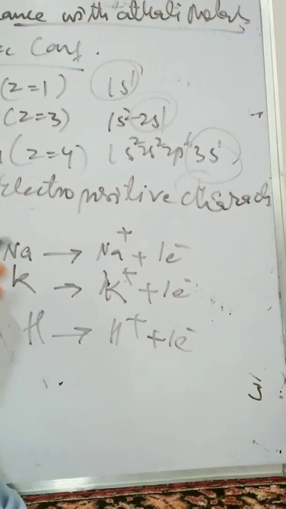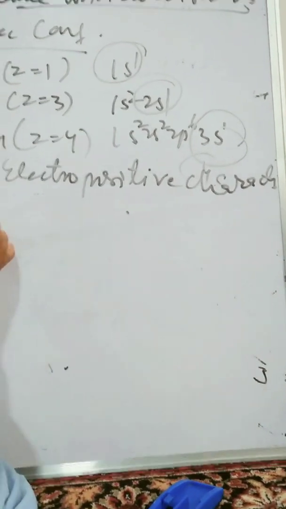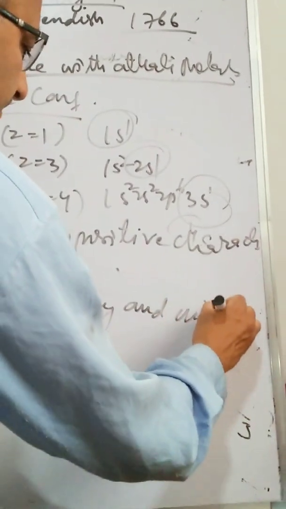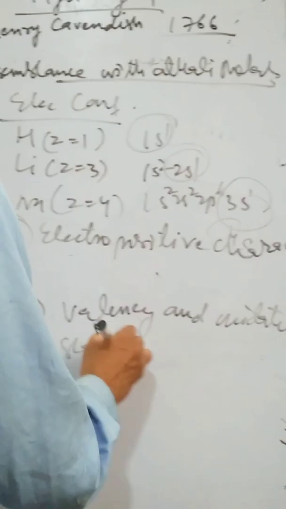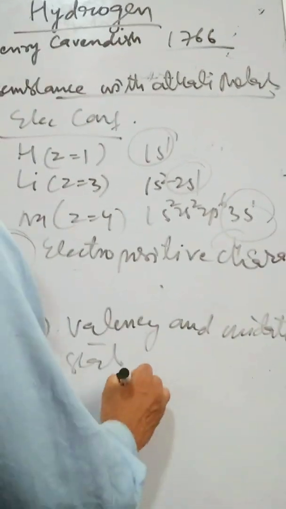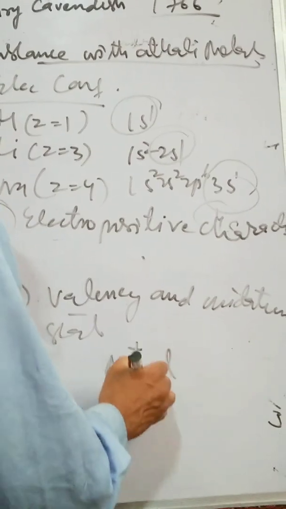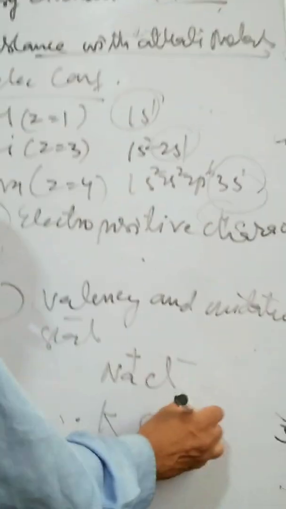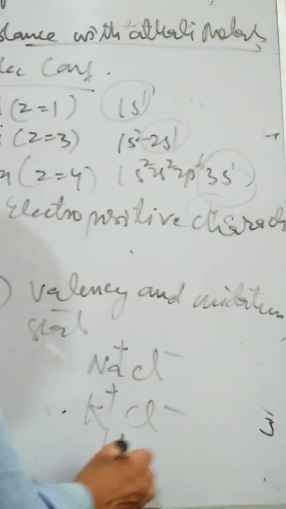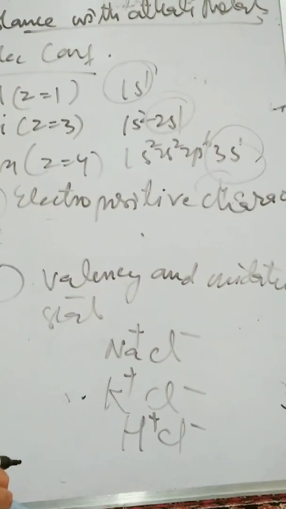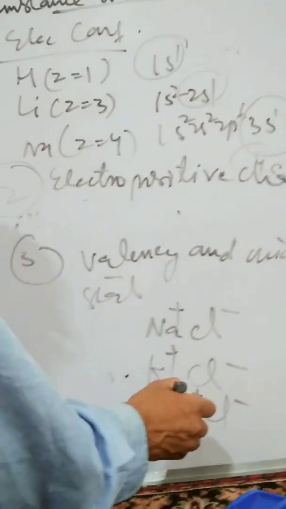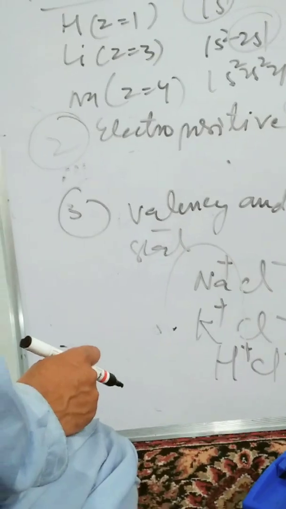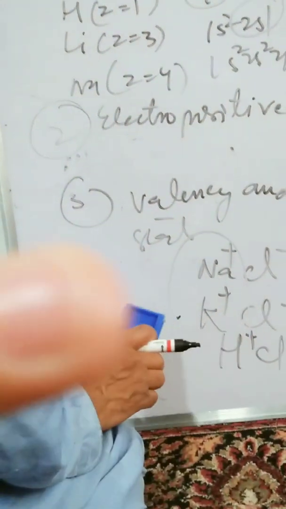Then we have valency and oxidation state. We see that in its compounds, sodium has a +1 oxidation state. In NaCl, sodium is single positive and chlorine is single negative. Similarly, potassium chloride is single positive and single negative. In the same way, in HCl, hydrogen is positive and chlorine is negative. So its valency and oxidation state of +1 resemble those of alkali metals. This is another resemblance of hydrogen with alkali metals, that is, group 1.